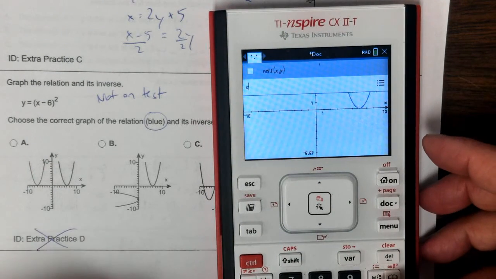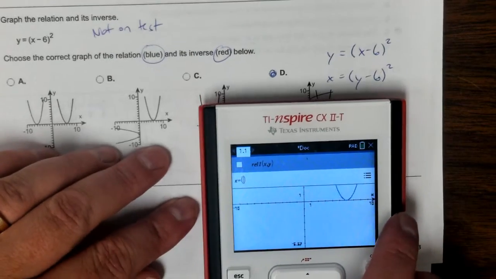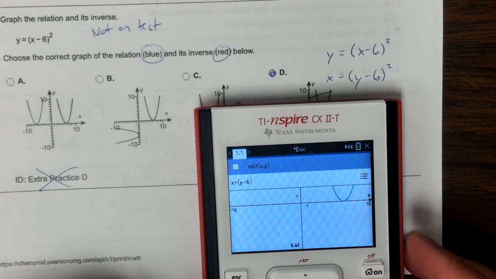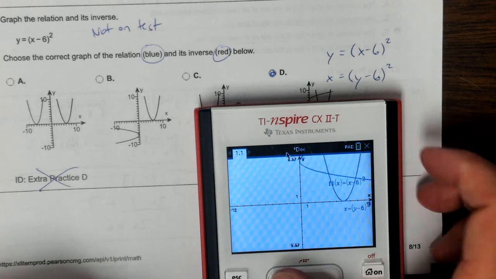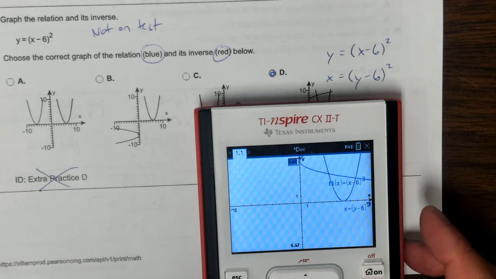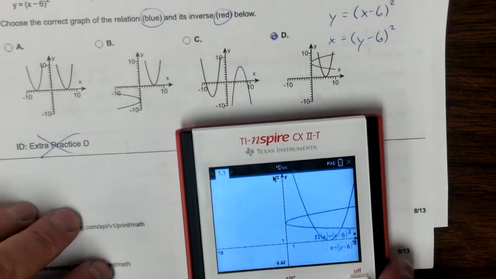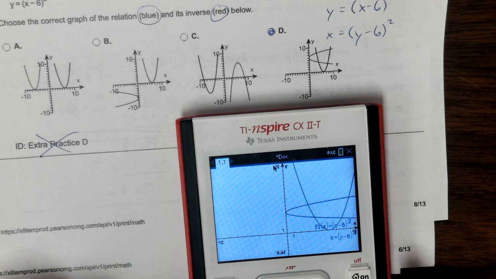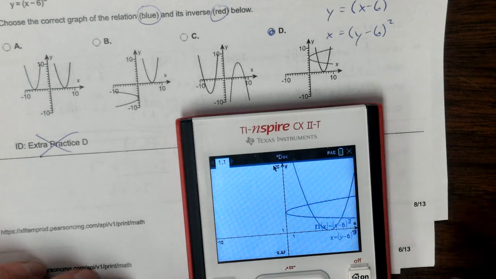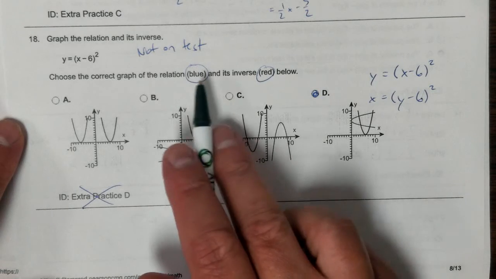so I push the x down here and then I'm going to put equals. So x equals parentheses y minus 6 squared. And now I'm to the right. And if I just bump this up a little bit, then there you go. That's that graph. So if you look in the graph, you can see it's at 6. Okay, but again, that one will not be on the test because it says blue and red.